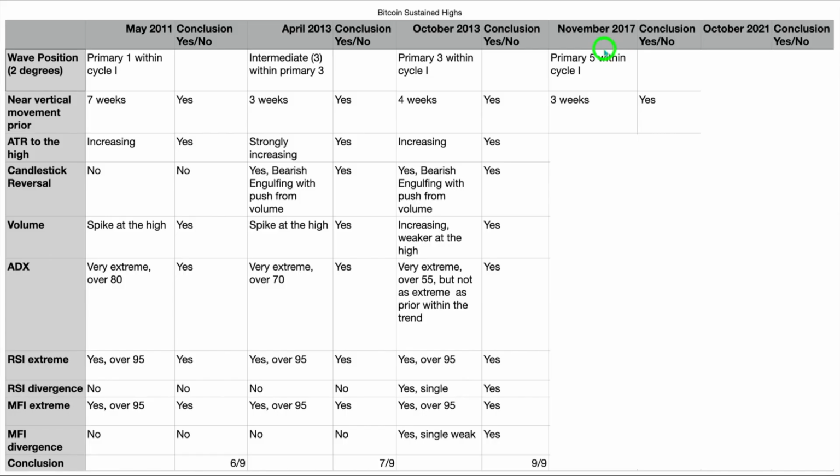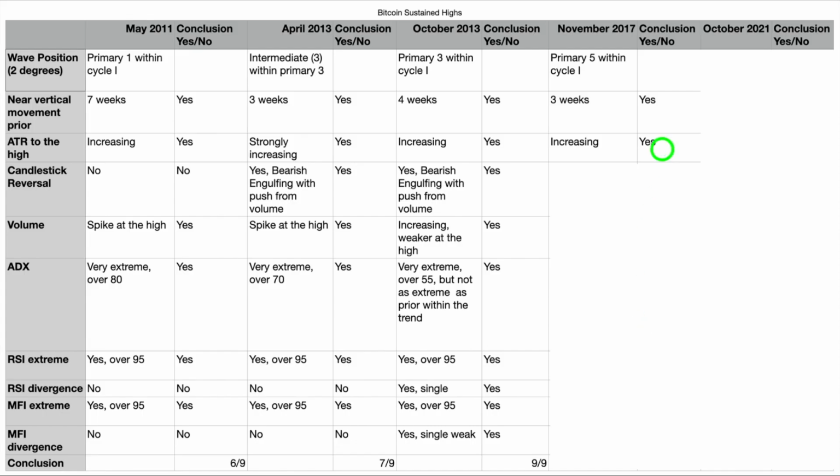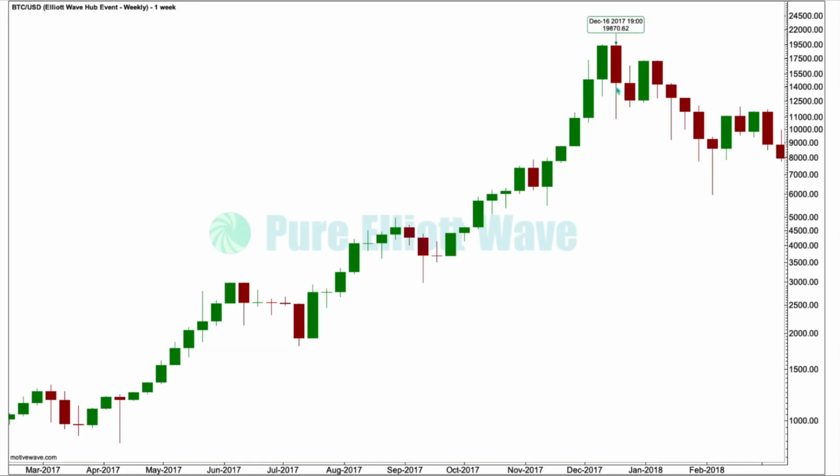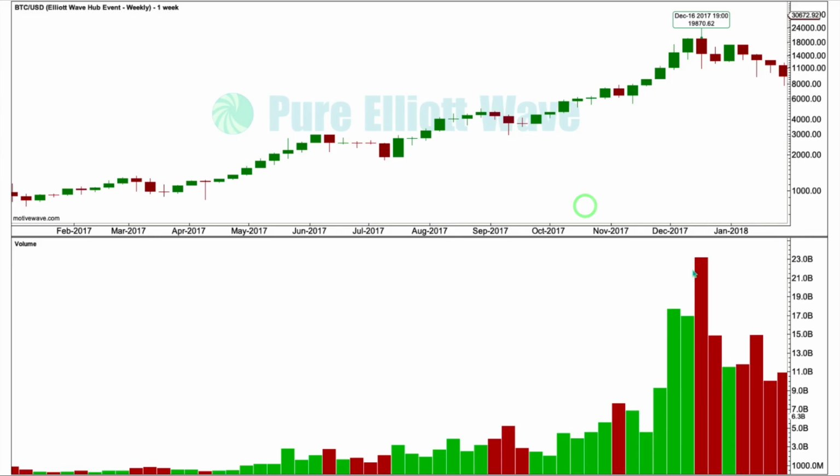That's exactly what I was looking for. Yes, that condition is met. ATR showing a strong increase to the high. Yes, that condition is met. We saw a strong bearish engulfing candlestick pattern. Yes, that condition is met. And impressively, it had push from volume.